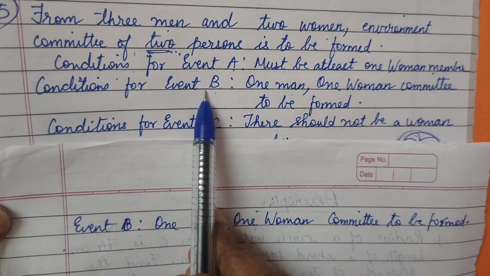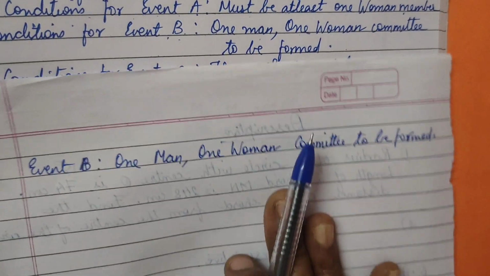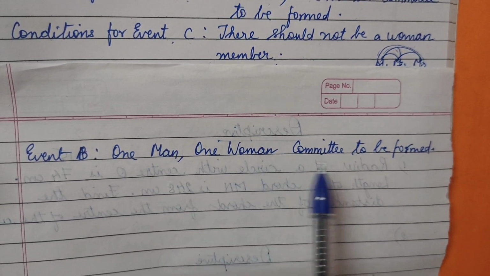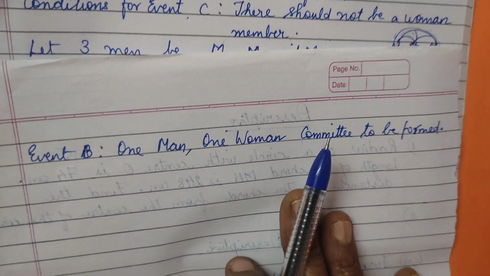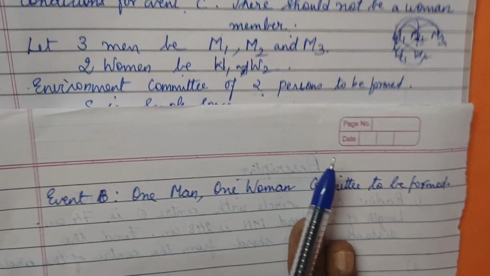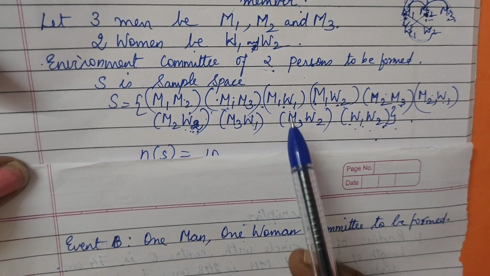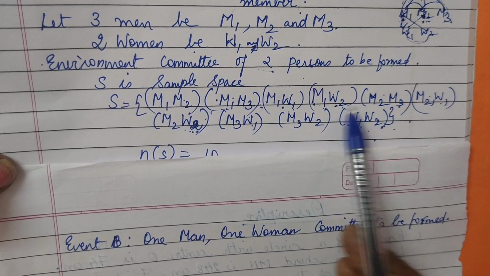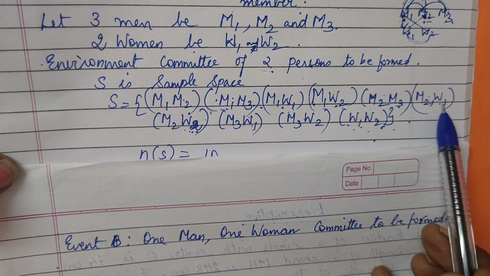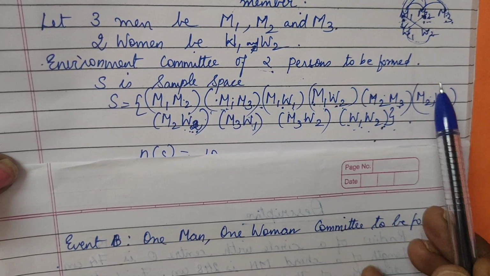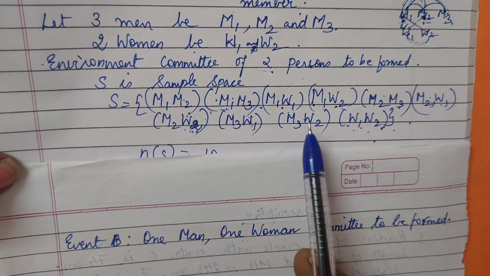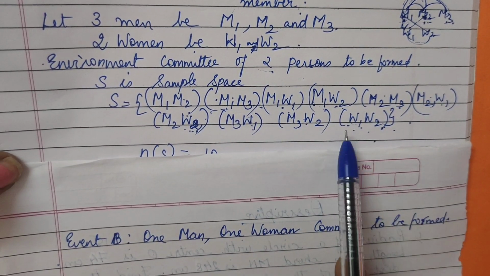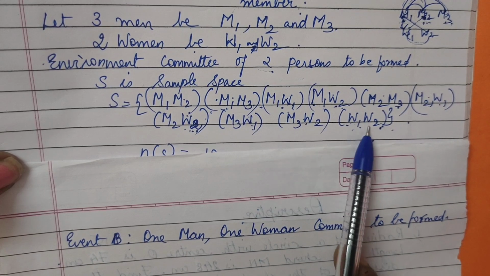Now next, event B. What is event B? They said a committee of one man and one woman is to be formed. One man and one woman should be there. So let's see where we have this combination. Here M1 W1, M1 W2. Here no. Here yes. So 1, 2, 3, 4, 5, 6. We can't take this one because they said one man should also be there. So we will take it.